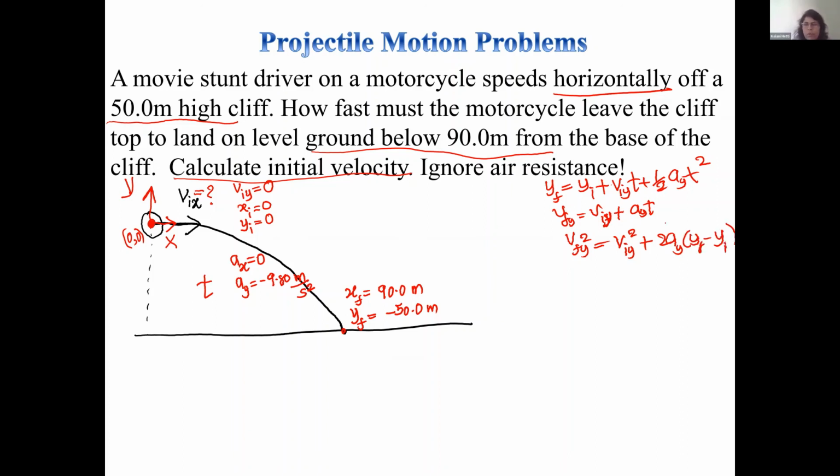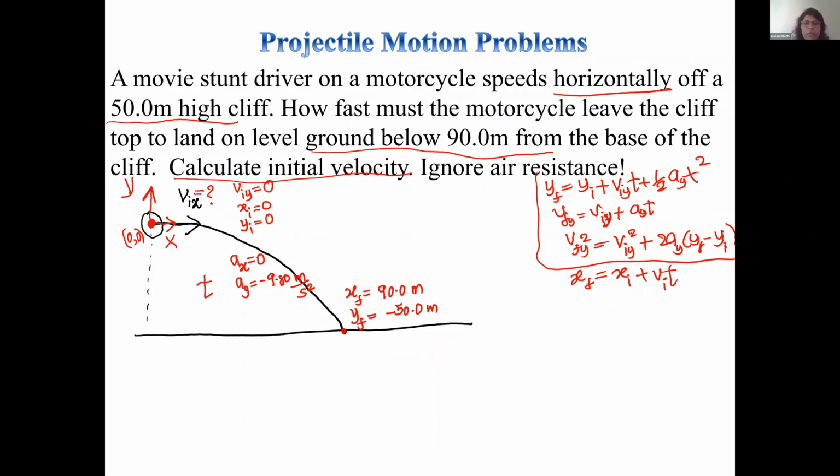So I write it for the y direction, and for the x direction only one equation will work: x final equals x initial plus v initial times time. Since acceleration is 0, your last term will be 0 for that. So those are the 4 equations that will work, right?